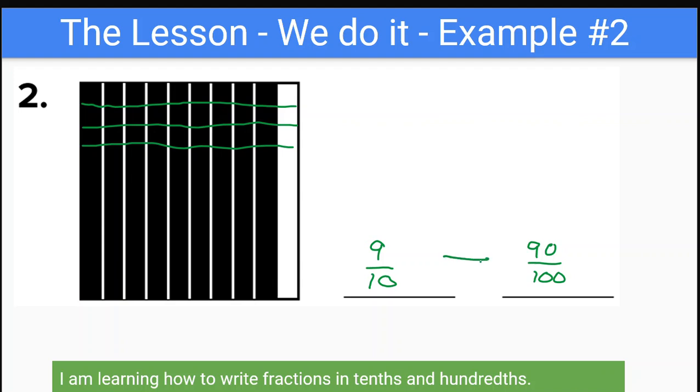Now we can tell that these are equivalent fractions because we can multiply the numerator and the denominator by the same thing, and we get equivalent fractions. 9 times 10 is 90. 10 times 10 is 100. If you multiply both by the same number, that's an equivalent fraction. This is like 9 dimes, 90 cents. This is like 90 pennies, 90 cents. Kids, you're learning how to write fractions in tenths and hundredths.